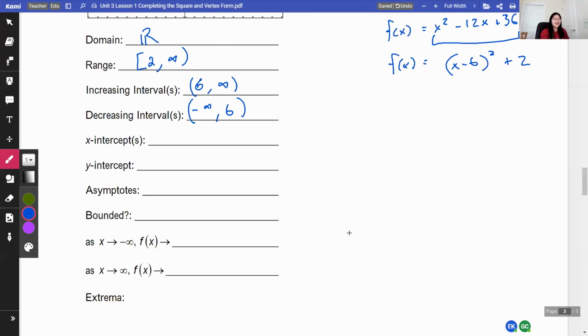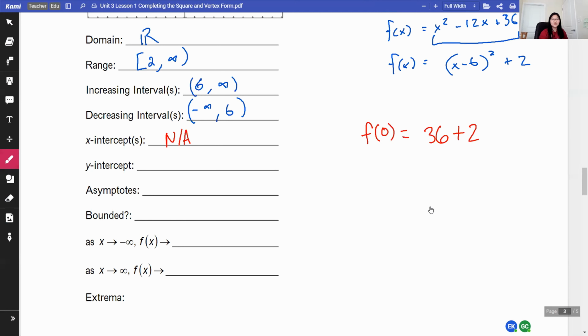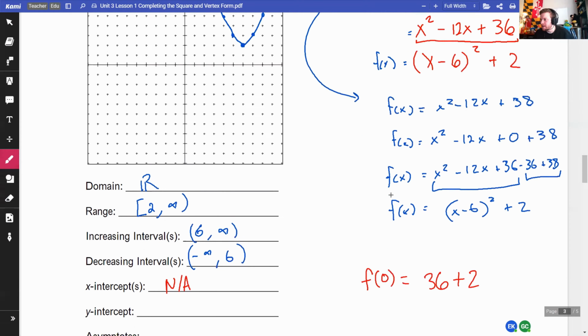All right, so we have x-intercepts of none, so not applicable because our vertex is above where our x-axis is. Our y-intercepts are where our function evaluated at 0 is. So what's that? 36, plus 2, which is 38, and that was something that we had from before. Can you rewind real quick and talk about that?